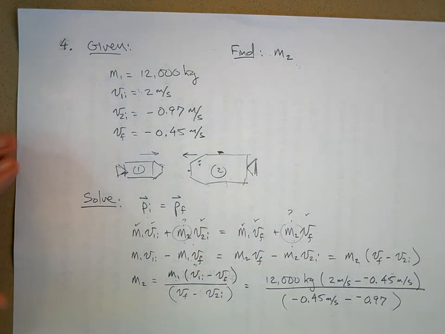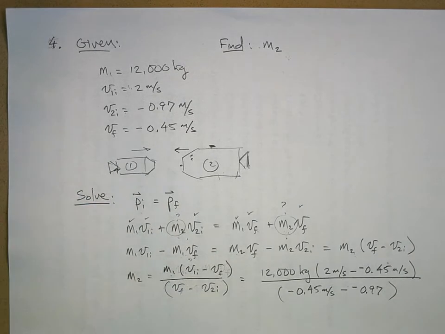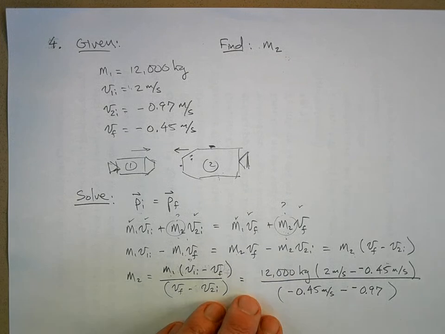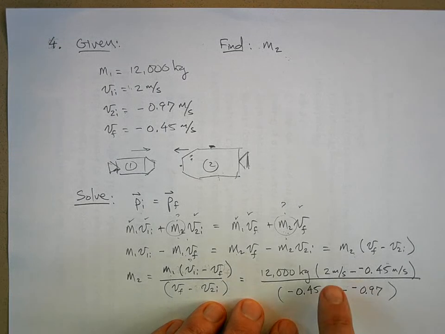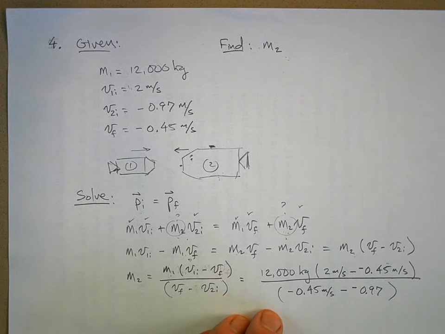So I have to do all that on a calculator, and let's see what we get. I'm going to start with 12,000 times this. Well, 2 minus negative 0.45 is just going to be 2.45, right? So times 2.45. And then I'm going to divide that by negative 0.45. And now minus a negative, I can just go plus 0.97. Oh, and I screwed up. I didn't put a parentheses in here, so let me do that. Parentheses, negative 0.45 plus 0.97, close parentheses, equals.